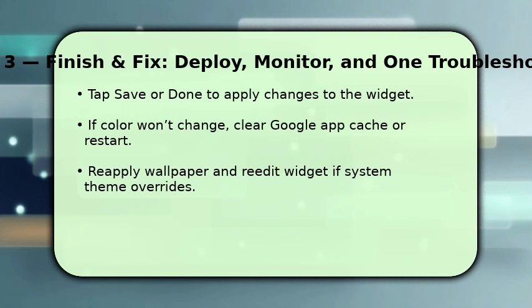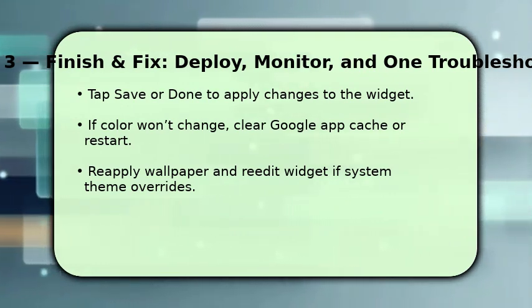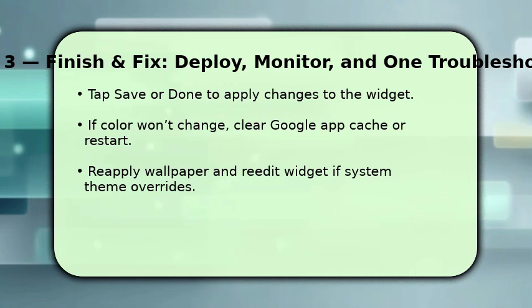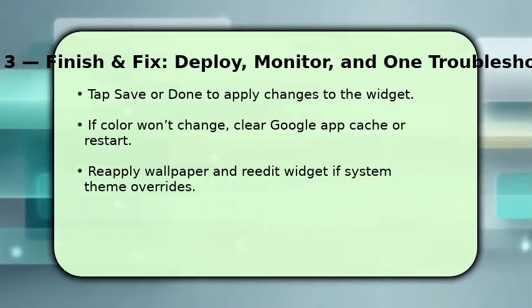The widget immediately updates. If you don't see the new color, force close or clear the Google App Cache, then restart the launcher and try again. This resolves sync glitches. If the system theme or wallpaper still seems to override colors, reapply the wallpaper and reopen the widget editor, then choose a more contrasting accent or lower transparency.